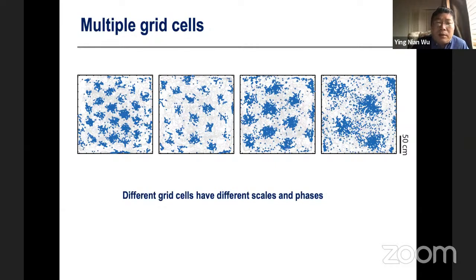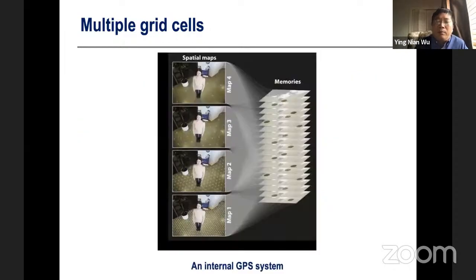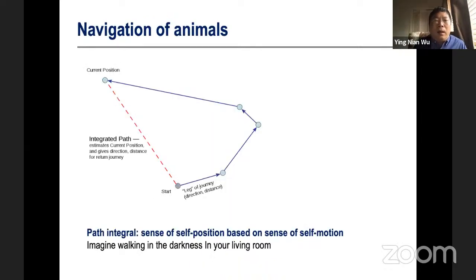And the grid cells also form the so-called modules. A module is like a group, and together within the same group, they have similar scales and phases. So the multiple grid cells are said to form an internal GPS system that enables us to know where we are. And more specifically, the grid cells and also place cells are involved in navigation.